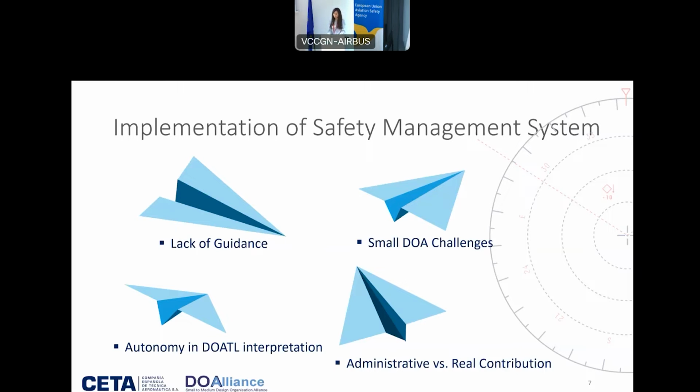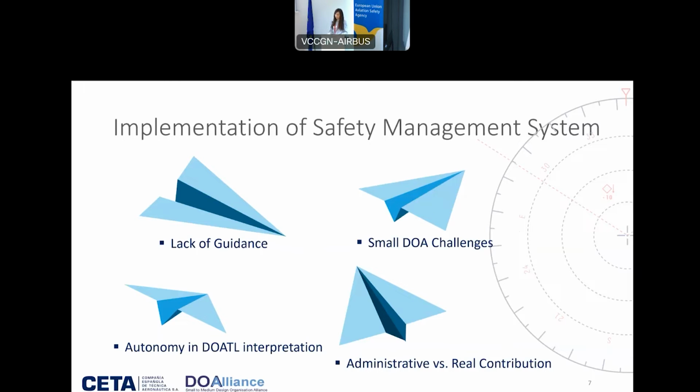The second point, we have companies with design organization approval and production organization approval. As you know, EASA oversees the implementation of the SMSs for the design organization, and the national authorities oversee the implementation for the production organization approval. We want to have one single manual for both departments, but we already see that some regulations are interpreted differently between EASA and the national authorities.